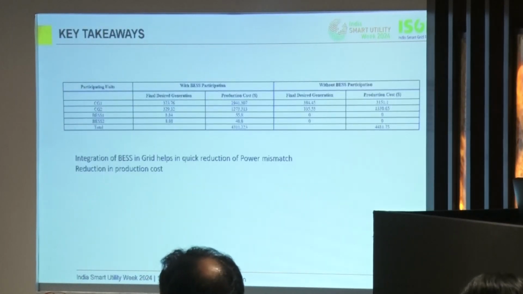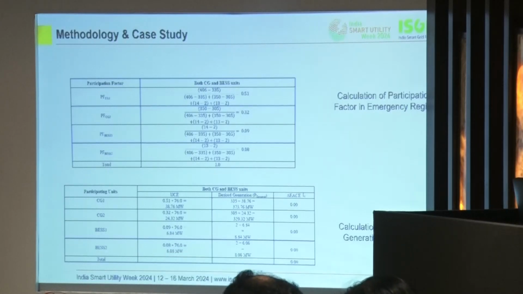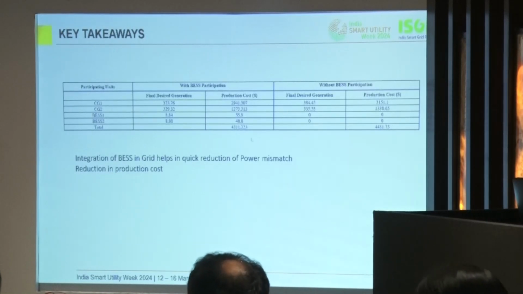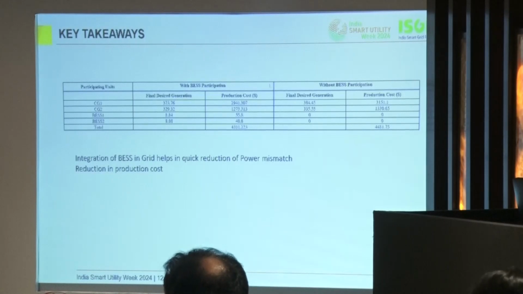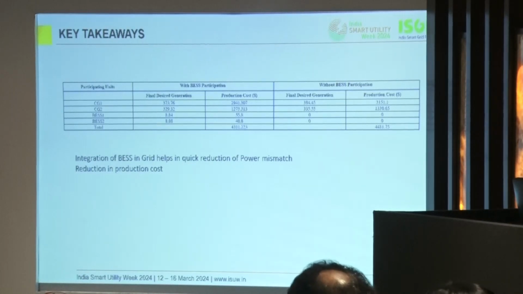And so finally, we are able to achieve that. We are able to meet the generation requirement. We are able to adjust it. And at the same time, we also observed a significant improvement in the production cost of the power. So this is the generation cost which got reduced after implementing the BESS in the system. So yeah, thank you. Any questions?